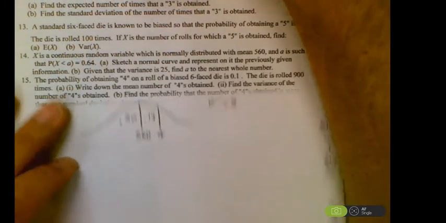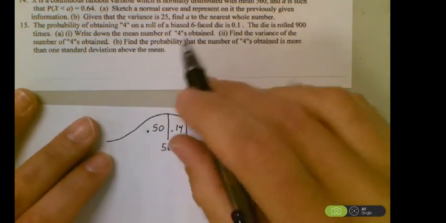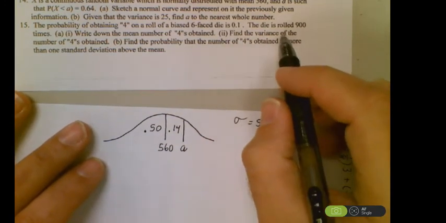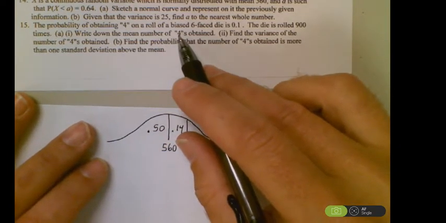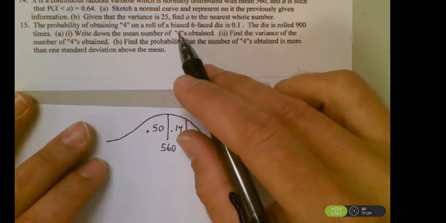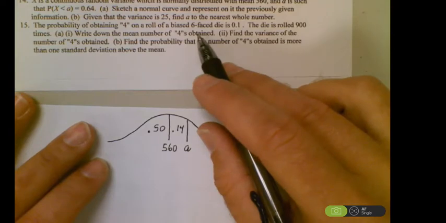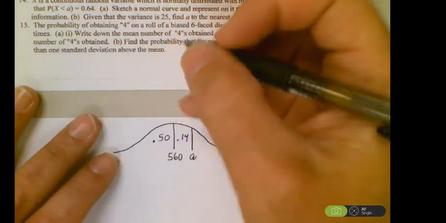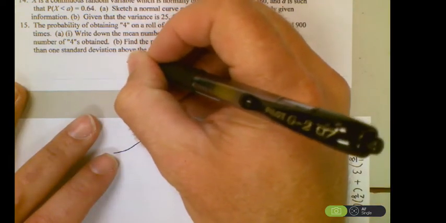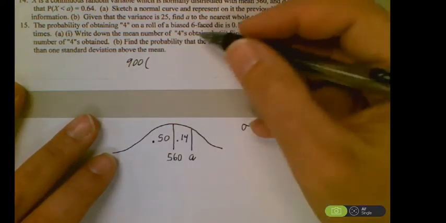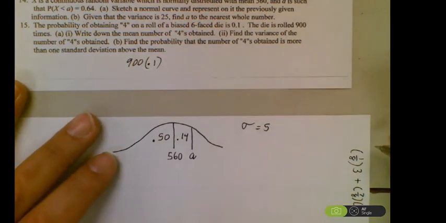So going on to number 15. The probability of getting a 4 on a 6-sided die is 10%. Rolled 900 times. So find the mean of 4s obtained. Again, we know that obtaining a 4 is 10%, so that's our probability of success. The mean, as we've already seen on several other problems, is just the number of trials, which they said is 900 times, times the probability of success of getting a 4, 10%. So that's all we would have to do to get the mean.